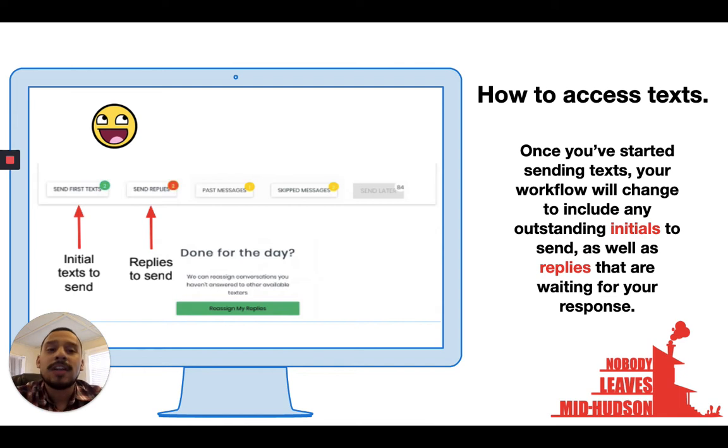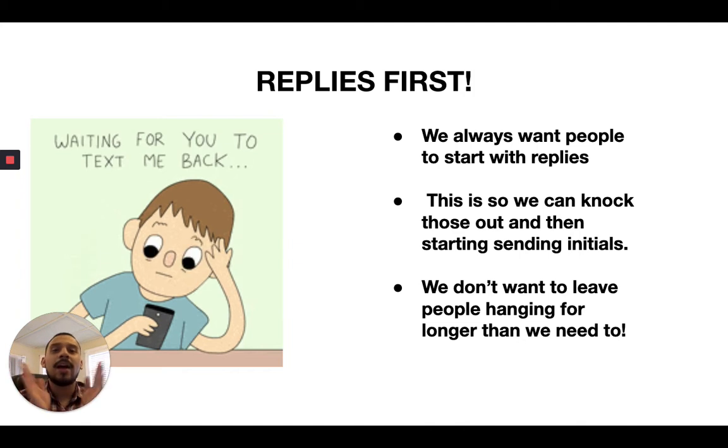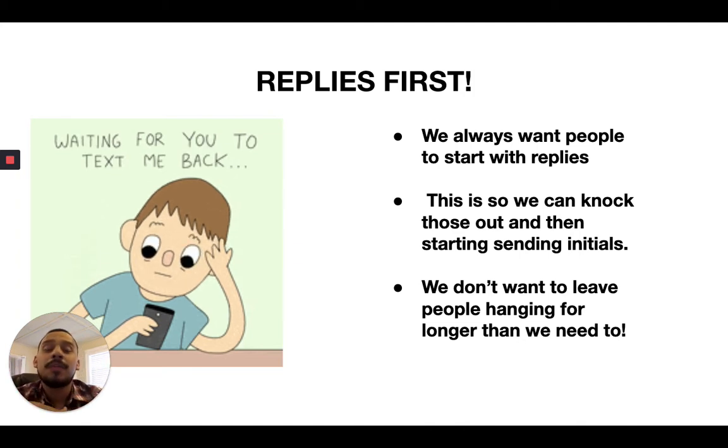Once you get started sending texts, the workflow will change, including any outstanding initials you have to send, as well as replies that are waiting for a response. Here we can see we have 2 first texts we have to send, 2 replies we have to make. We have pass messages, we have skip messages. So replies first. We always want people to start with replies. This is so we can knock those out and then get started on sending the initials. And we don't want to leave people hanging longer than we need to.